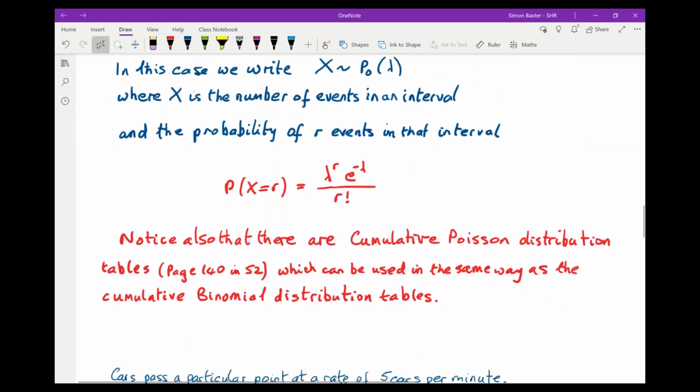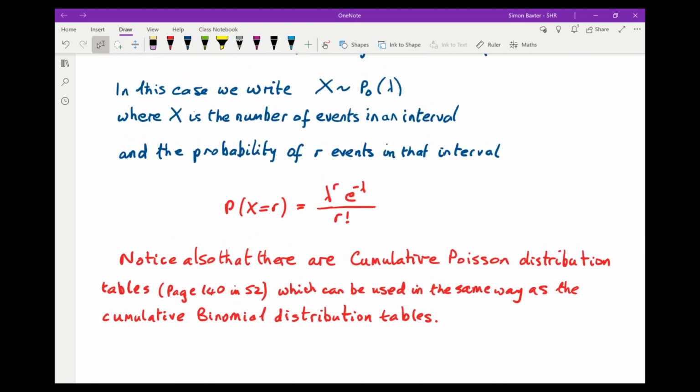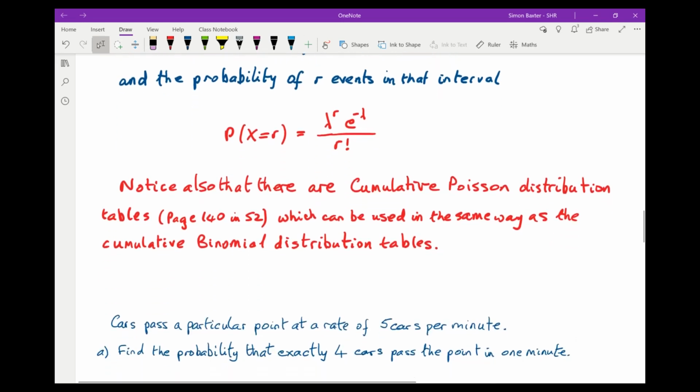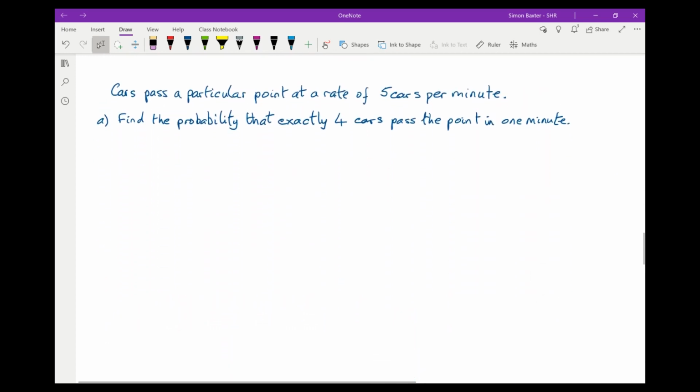We can also use cumulative Poisson distribution tables in exactly the same way as we use the cumulative binomial distribution tables in the previous chapter. Now an example just to tie things together. Let's suppose that we have cars passing a particular point in the road at the rate of 5 cars per minute. Find the probability that exactly 4 cars pass the point in 1 minute.